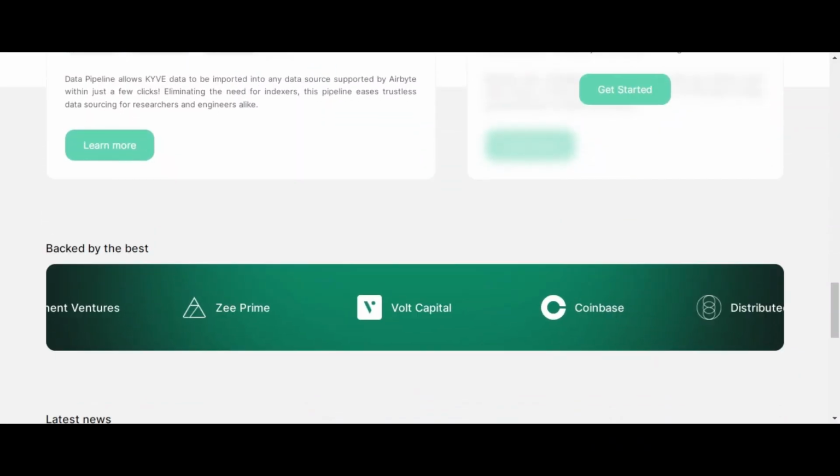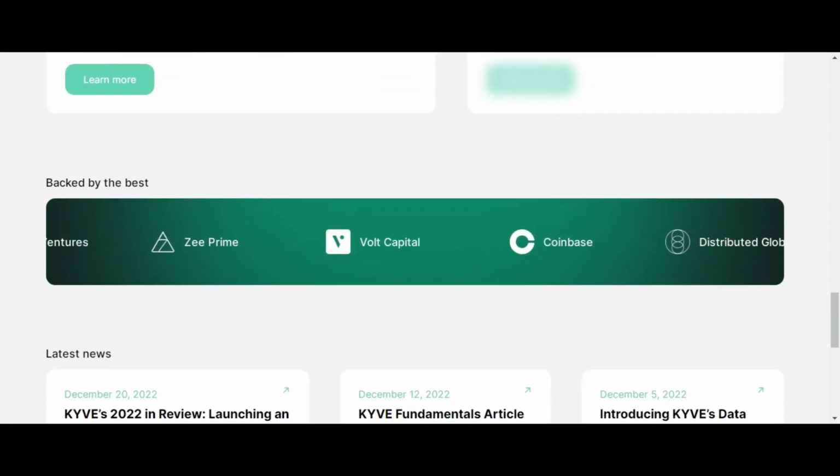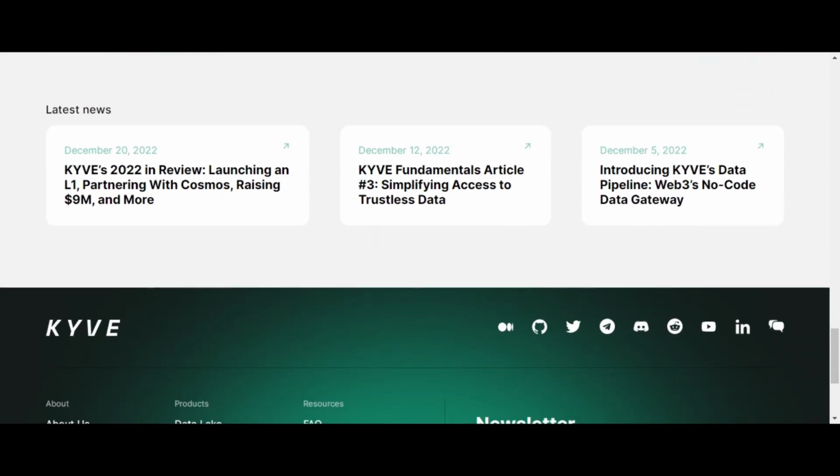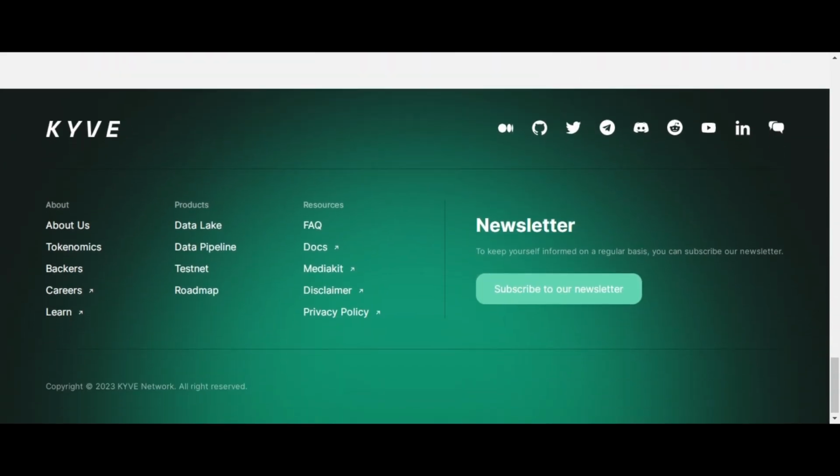The KYVE token enables decentralized governance within the protocol and is distributed to successful network participants. KYVE serves as a reward for objectives met.